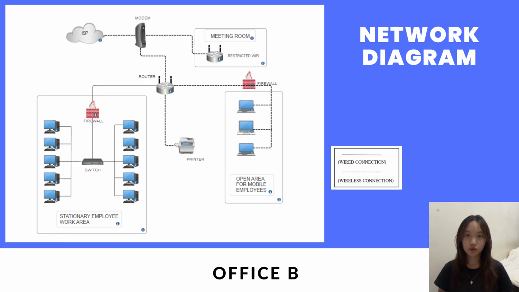For Office B, the router is connected to 10 stationary employees' PCs, 1 printer, and 3 mobile employees' devices, as well as another router acting as restricted Wi-Fi in a meeting room.